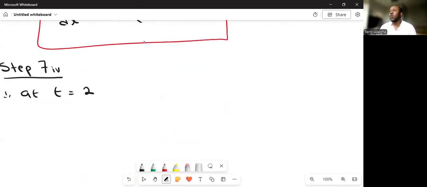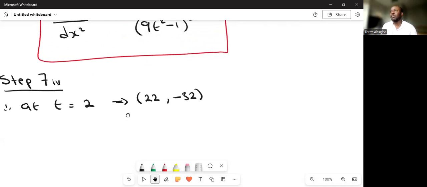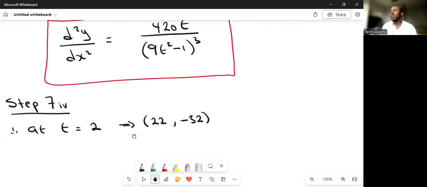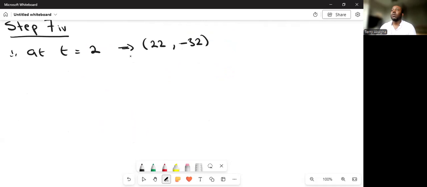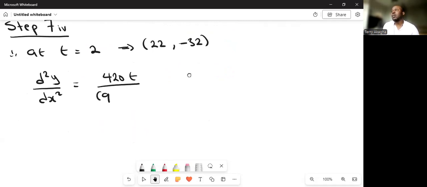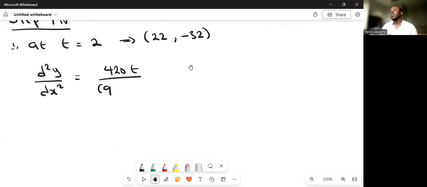So for our t equal to 2, the coordinate that we had was plus 22 and minus 32. So we want to determine the nature of this stationary point we have here. So we need to substitute 2 into the second derivative, which was d2y over dx squared equal to 420t over (9t squared minus 1) raised to power 3.